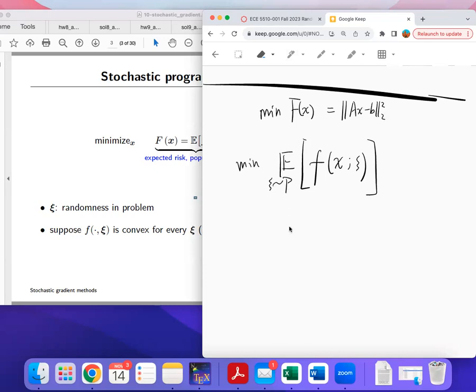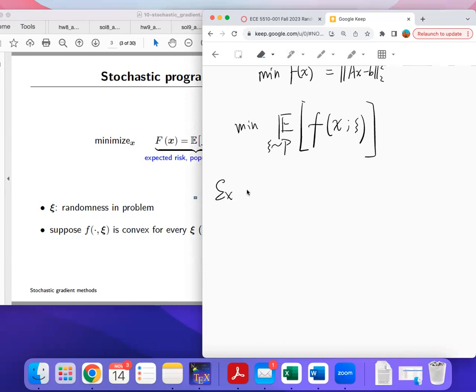For example, in face recognition, in this application, this X could be a face recognition model. It could be a neural network, it could be some other machine learning models that you want to learn. Okay. And this C is basically an image of a certain human face, right?